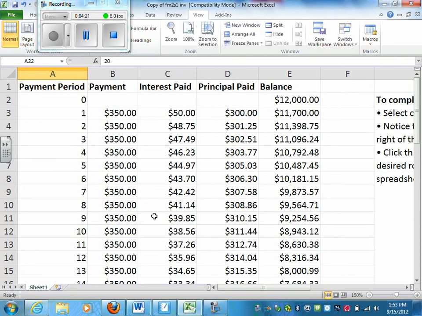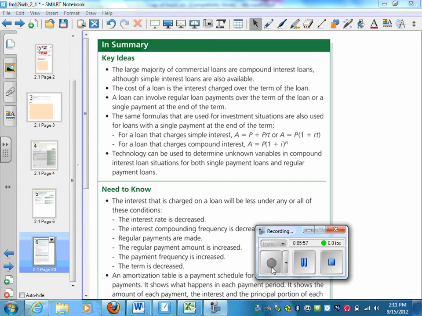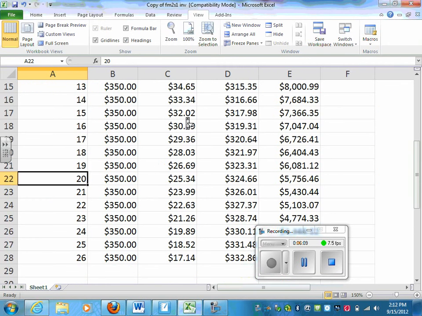So I've put an example of this spreadsheet under chapter 2. On yours, it'll look more like this: an amortization table spreadsheet. So you can use this spreadsheet to help you out. A large majority of commercial loans are compound interest, though simple interest loans are also available. The cost of a loan is the interest charged. So the total amount of interest is the cost of the loan.